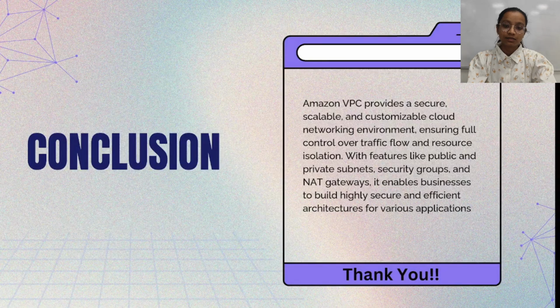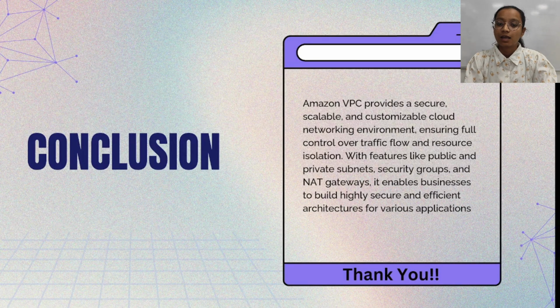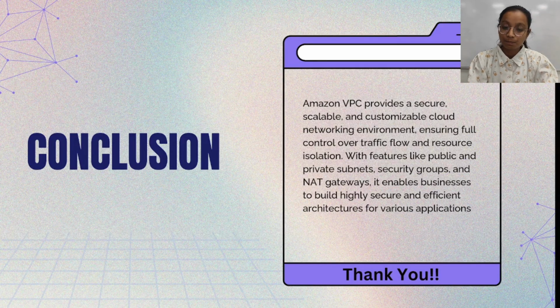As we conclude this video, let's have an overview of what we discussed. Amazon VPC provides a secure, scalable and customizable cloud networking environment, ensuring full control over traffic flow and resource isolation. With features like public and private subnets, security groups and NAT gateways, it enables businesses to build highly secure and efficient architectures for various applications.